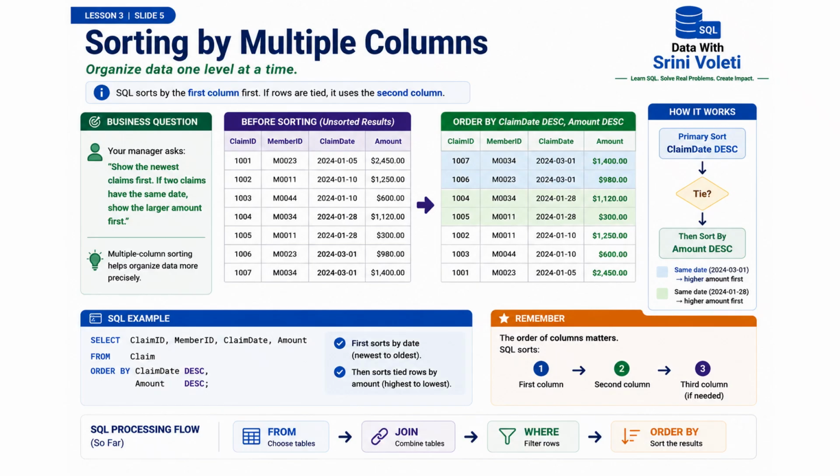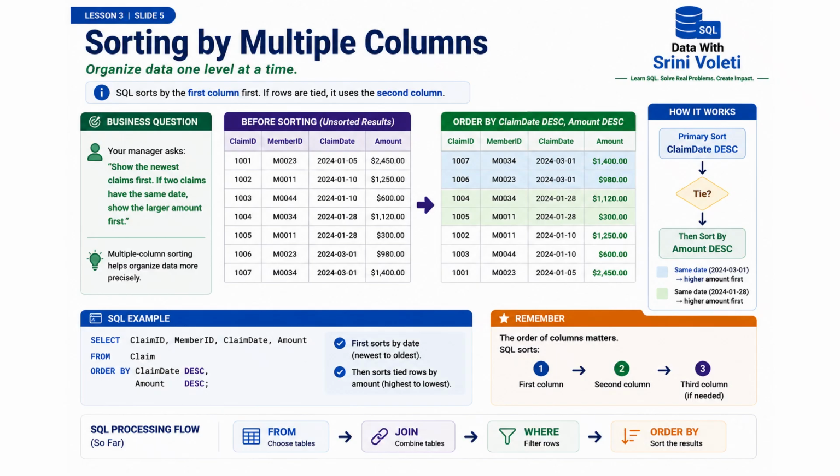Now, sorting by multiple columns. So far, we have sorted our results using a single column, but in real world databases, that often is not enough. Imagine your manager asks, "Show me the newest claims first. If multiple claims have the same date, show the highest claim amount first." A single sort cannot completely answer that request because several claims may share the same date. This is where sorting by multiple columns becomes extremely useful.